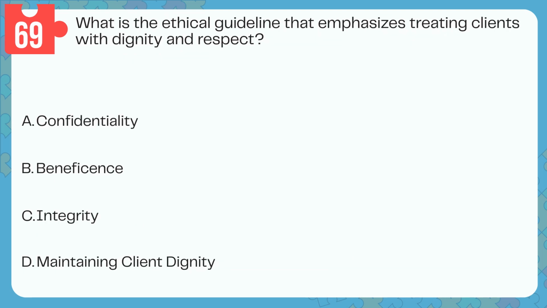Question 69. What is the ethical guideline that emphasizes treating clients with dignity and respect? A. Confidentiality. B. Beneficence. C. Integrity. D. Maintaining client dignity.